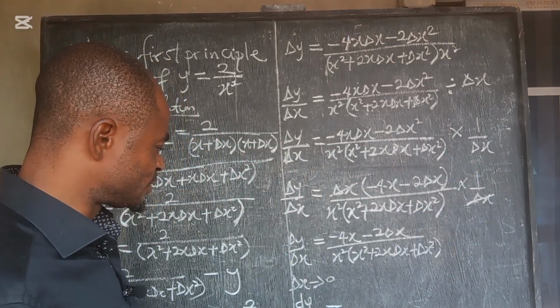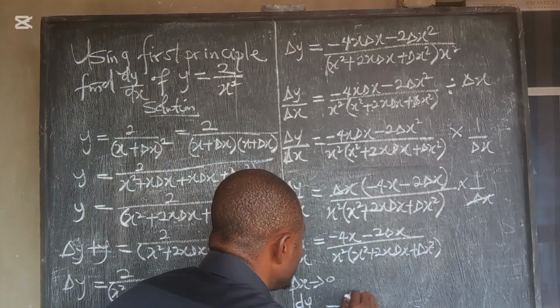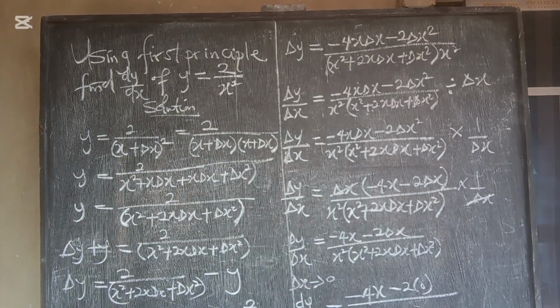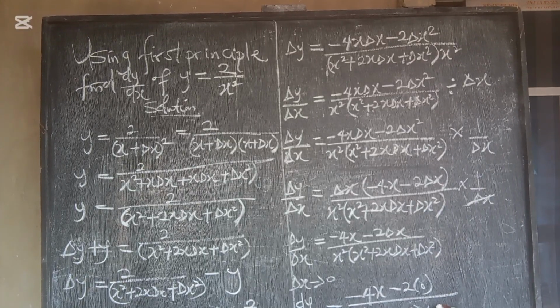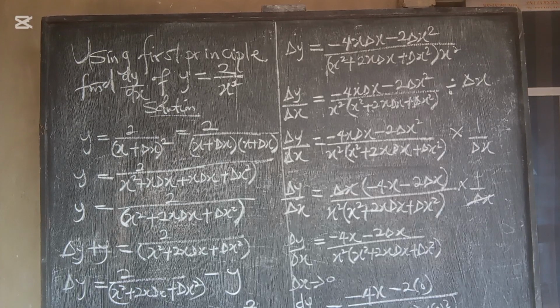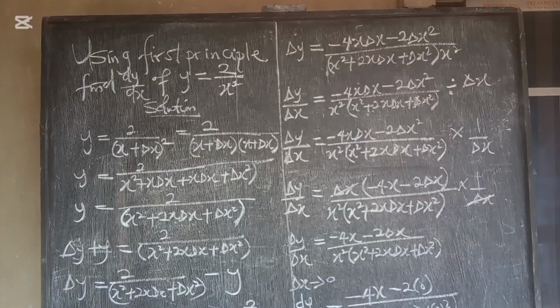Now the second thing is this: wherever we see changing s, we simply make it 0. So we have minus 4s minus 2 times 0 all over s square into s square plus 2s times 0 plus 0 square. The minus 2 times 0 is 0, and 2s times 0 is 0. All of this gives minus 4s everything all over s square multiplied by s square.